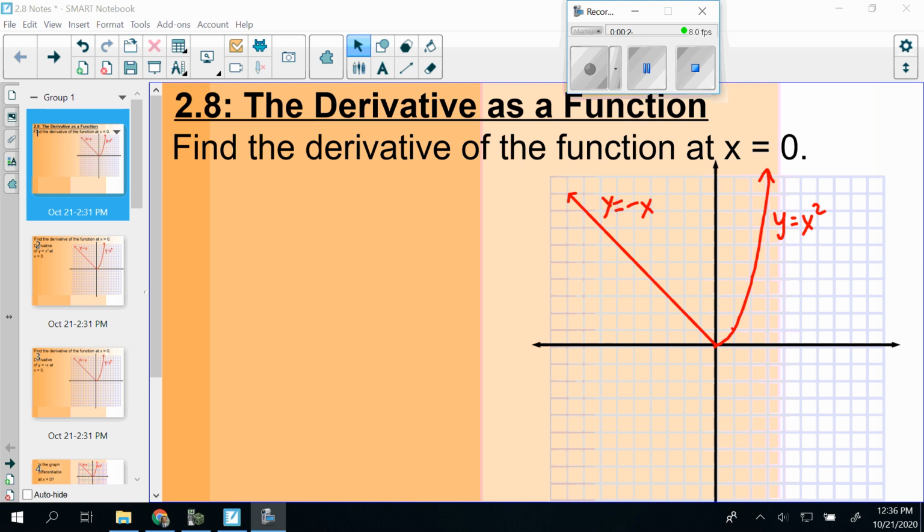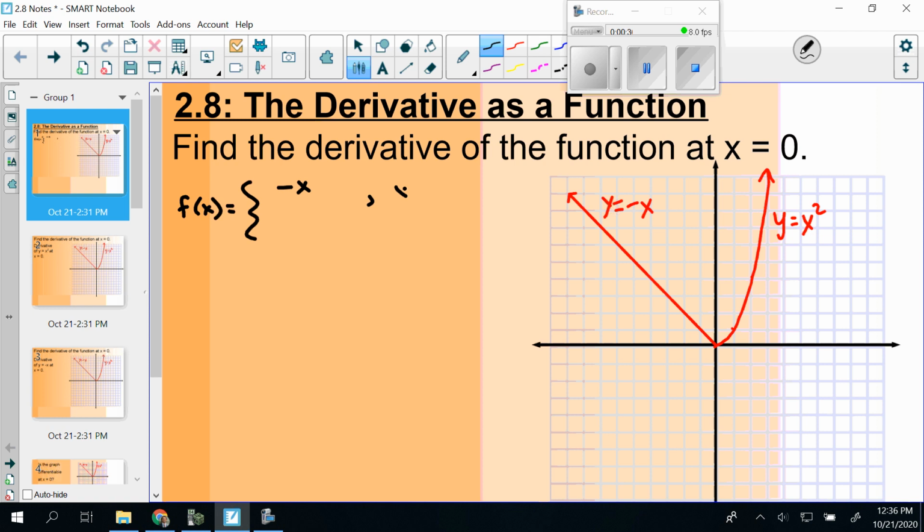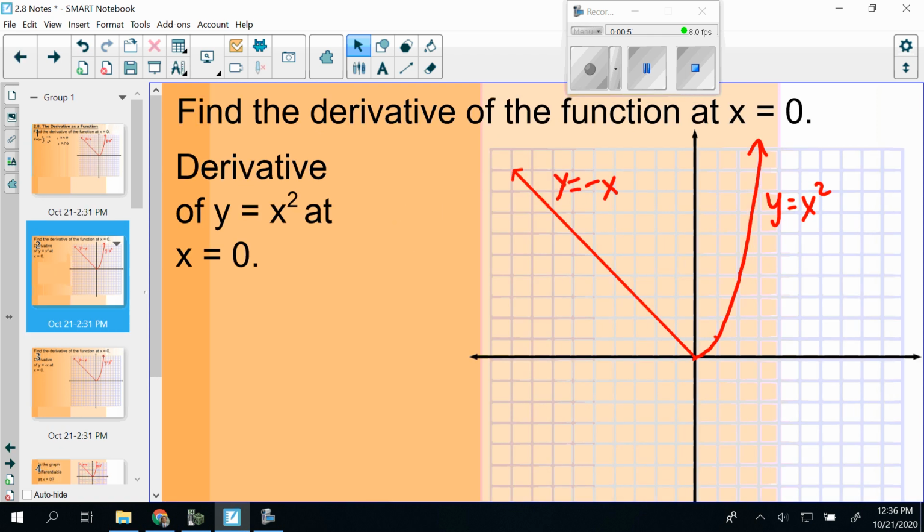What you notice about this graph is it is a piecewise function here. This function f of x is the graph of negative x when x is less than 0, and it's the graph of x squared when x is greater than 0. And they have the same value at 0, so one of these would have equals to it. Doesn't really matter here. So what we're going to do is find what is the derivative of each side here. Let's start with the right side.